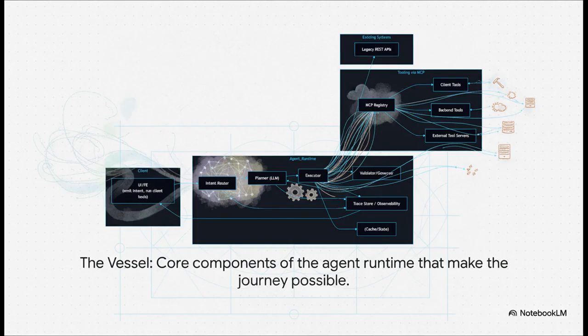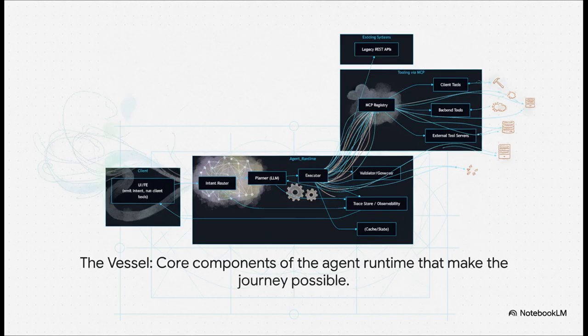Okay, now let's zoom in on the blueprint of the ship itself. This diagram shows all the core components that make the journey possible. So you see on the left, the client kicks things off by sending out an intent. That intent travels to the agent runtime. In there, a planner, which is often a large language model, an LLM, figures out a plan, a course of action.